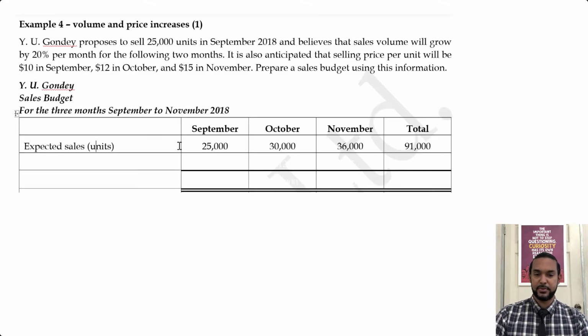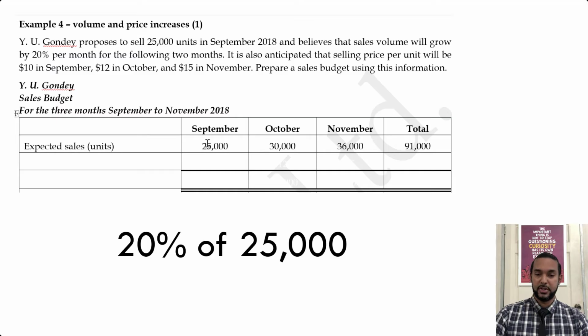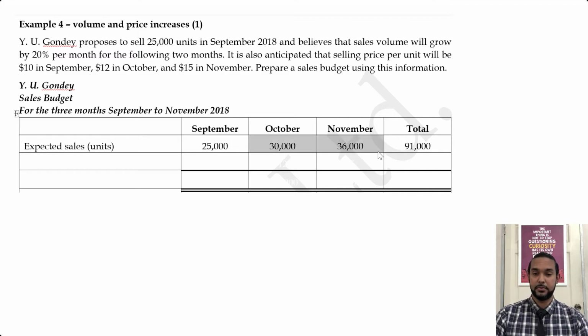Right, so expected sales, we have 25,000. Now 20% of 25,000 is 5,000. 25 plus 5 is 30. 20% of 30 is 6,000. 30,000 plus 6,000 is 36,000. Right, and again, we could add going across, and we should be good to go.